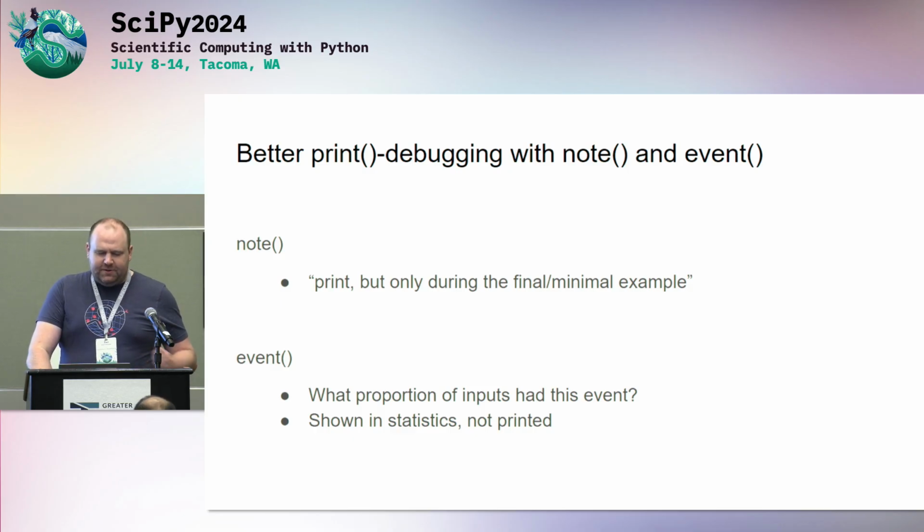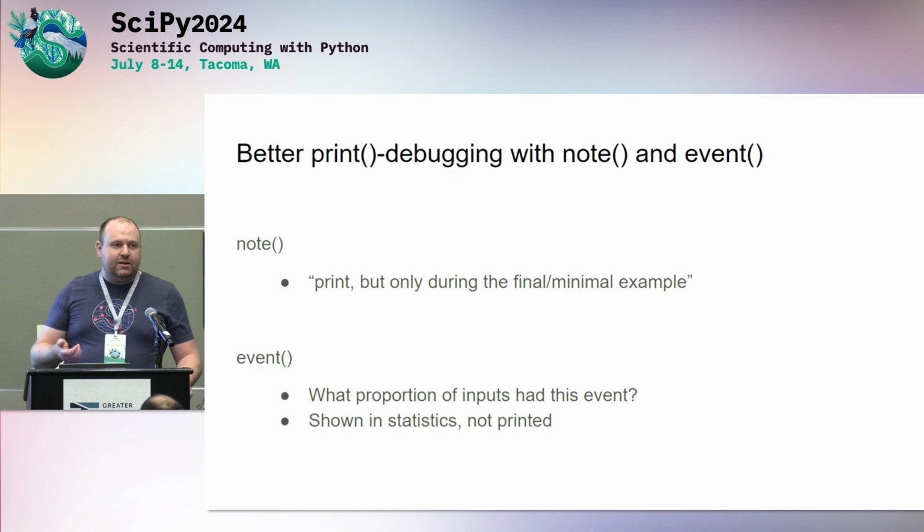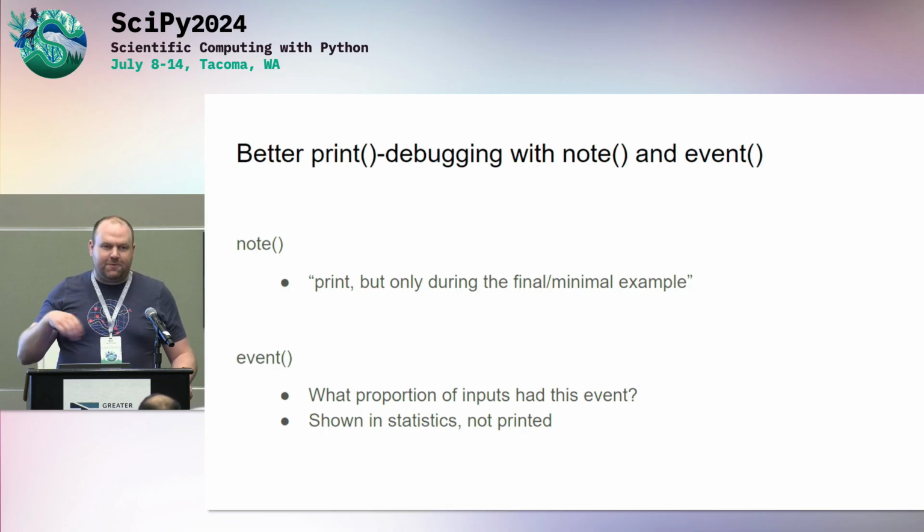And the other useful function here is event. Event actually summarizes across multiple input examples. You give it a string, and if you pass the statistics argument, Hypothesis will tell you what fraction of your runs had that event happen. And so this can be useful if you want to know how balanced am I between different scenarios in this test? You know, is it working as I expect, or am I almost never doing a particular class of thing?